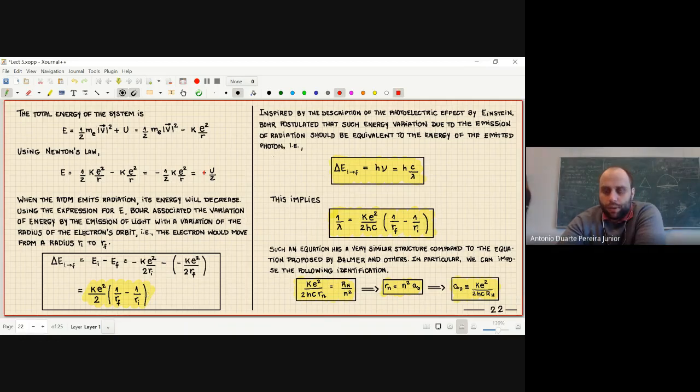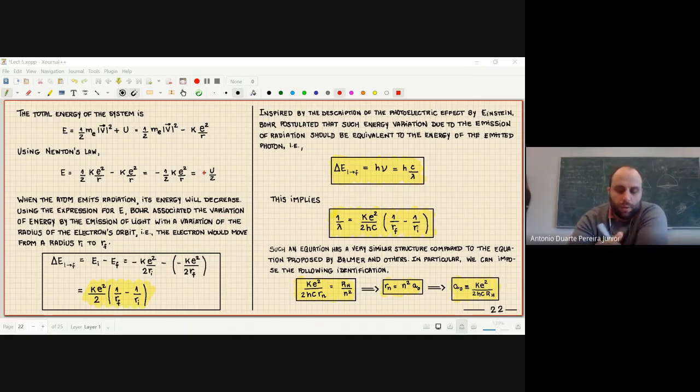There is a question in the chat. Is the trajectory the same? Yeah. So when I say orbit and when I say trajectory, these words have the same meaning in this discussion.